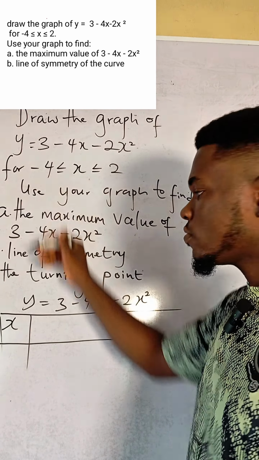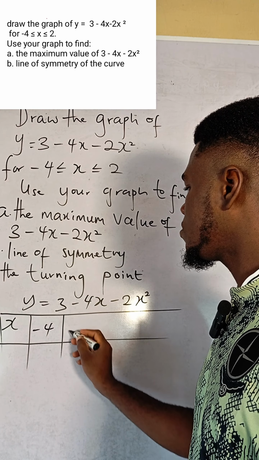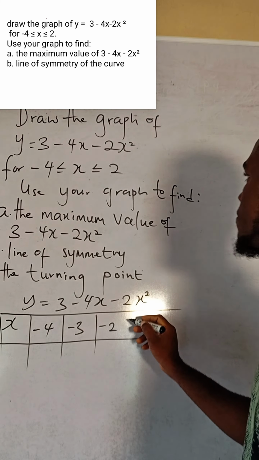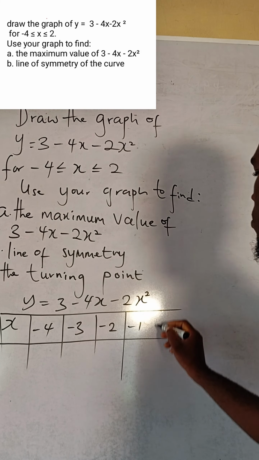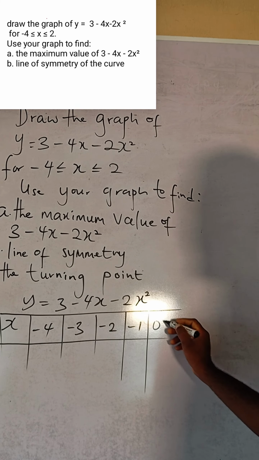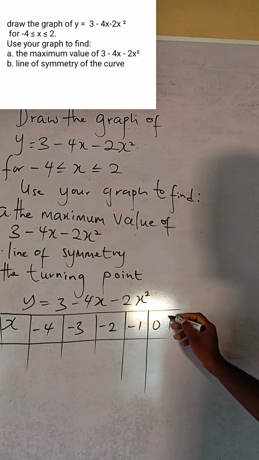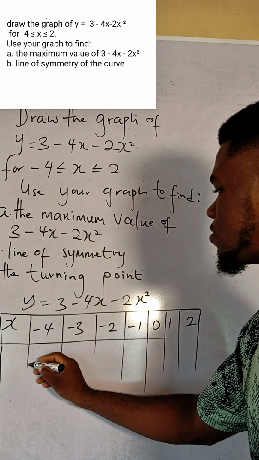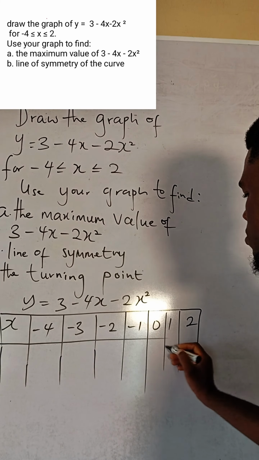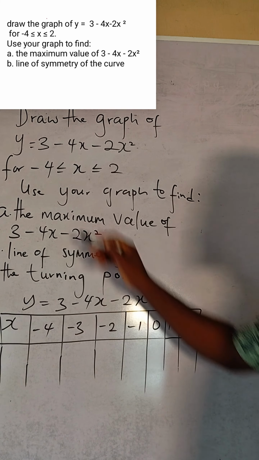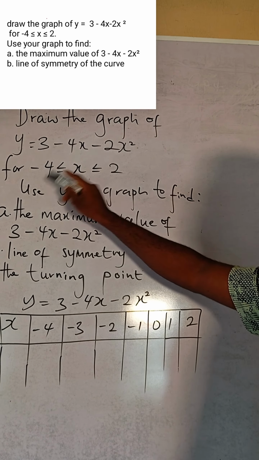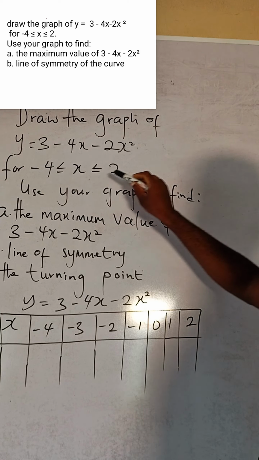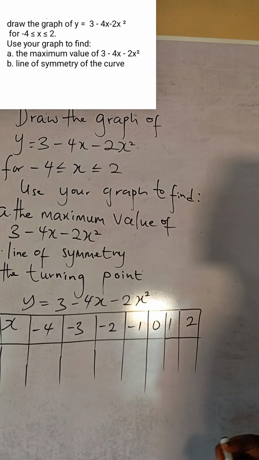x is starting from -4, so I have -4, -3, -2, -1, 0, 1, and 2. So the first thing you do is complete the range of x. This simply means that for -4 less than or equal to x less than or equal to 2, x starts from -4 and ends at 2.